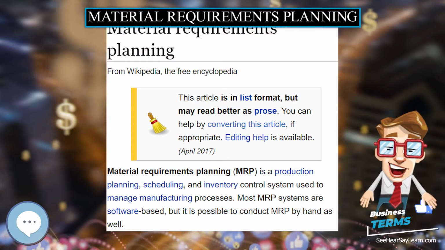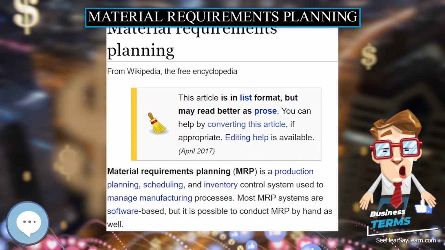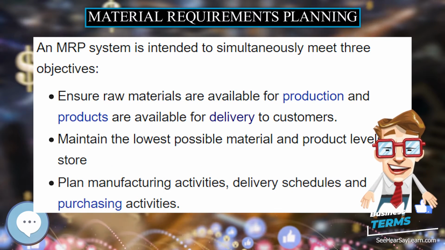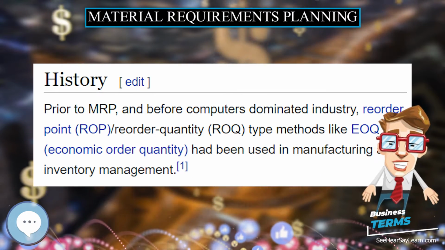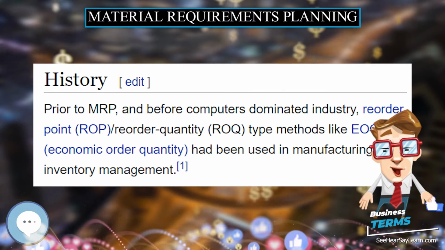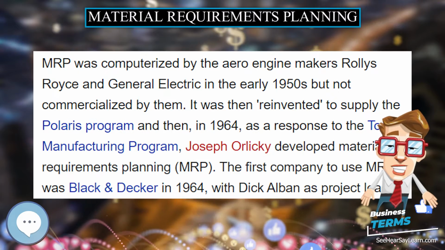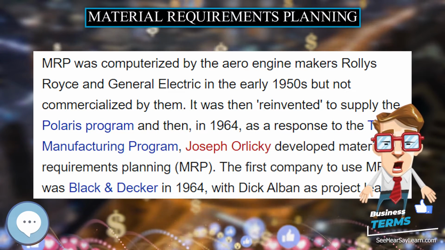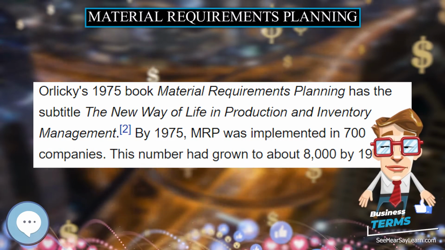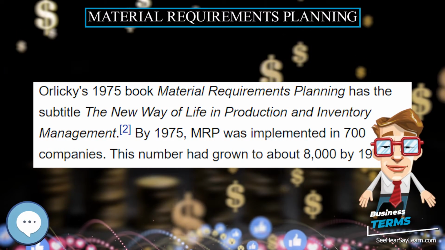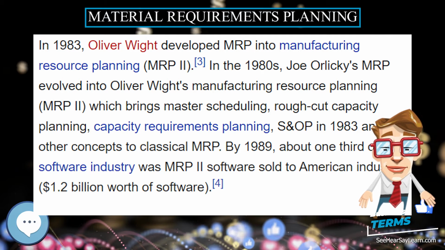Material Requirements Planning. Material Requirements Planning, MRP, is a production planning, scheduling, and inventory control system used to manage manufacturing processes. Most MRP systems are software-based, but it is possible to conduct MRP by hand as well. An MRP system is intended to simultaneously meet three objectives.